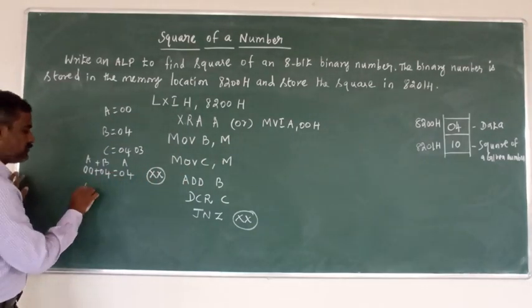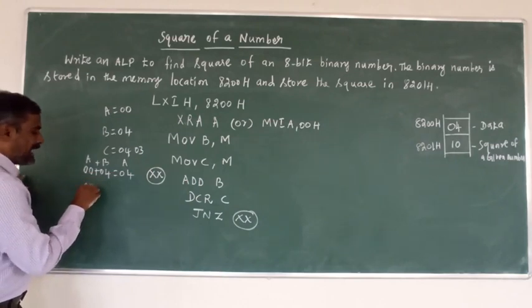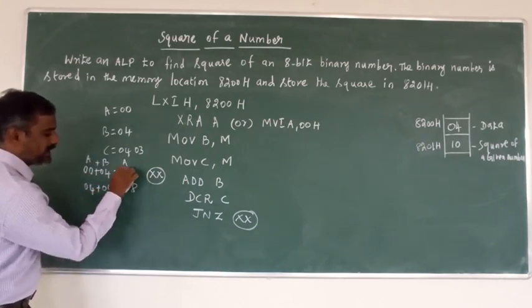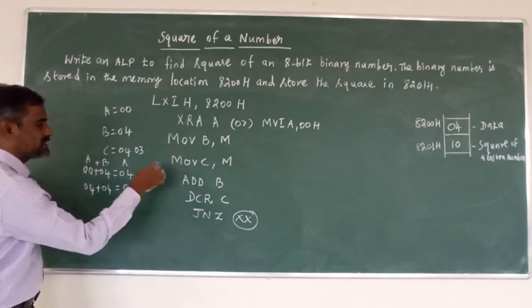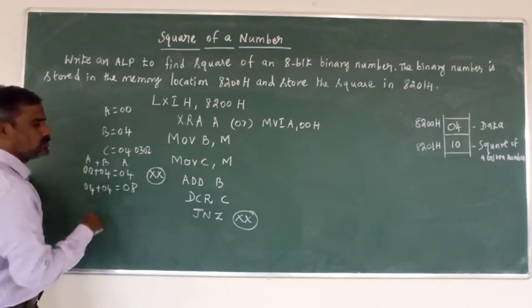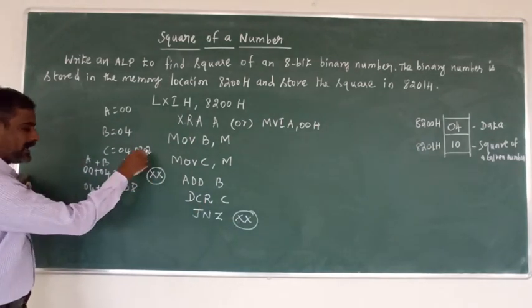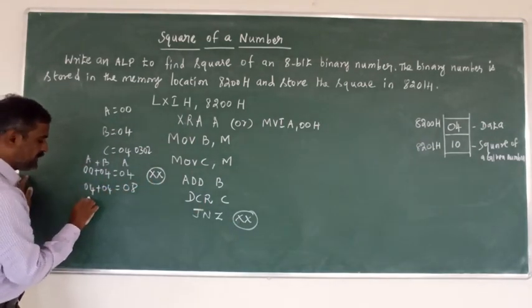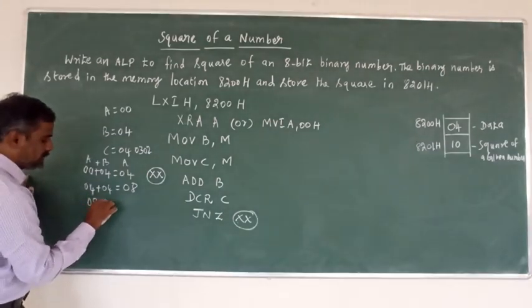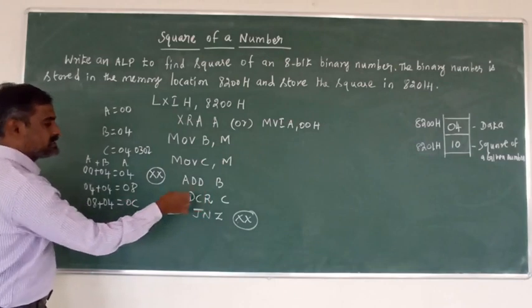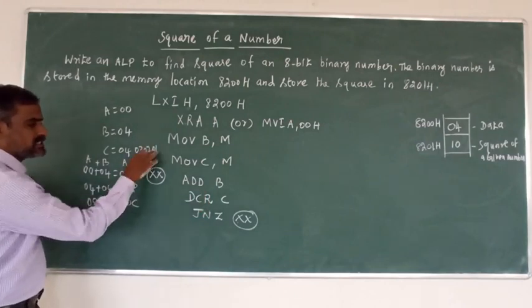Now accumulator 04 adds with the B register 04. Both give 08 in the accumulator. Now decrement C. C equals 02. Now we check zero or not. Not zero, so again jump here and add the accumulator with B. Accumulator 08 and B is 04, so the result is 0C. Now decrement C, it is 01. Now check zero or not.